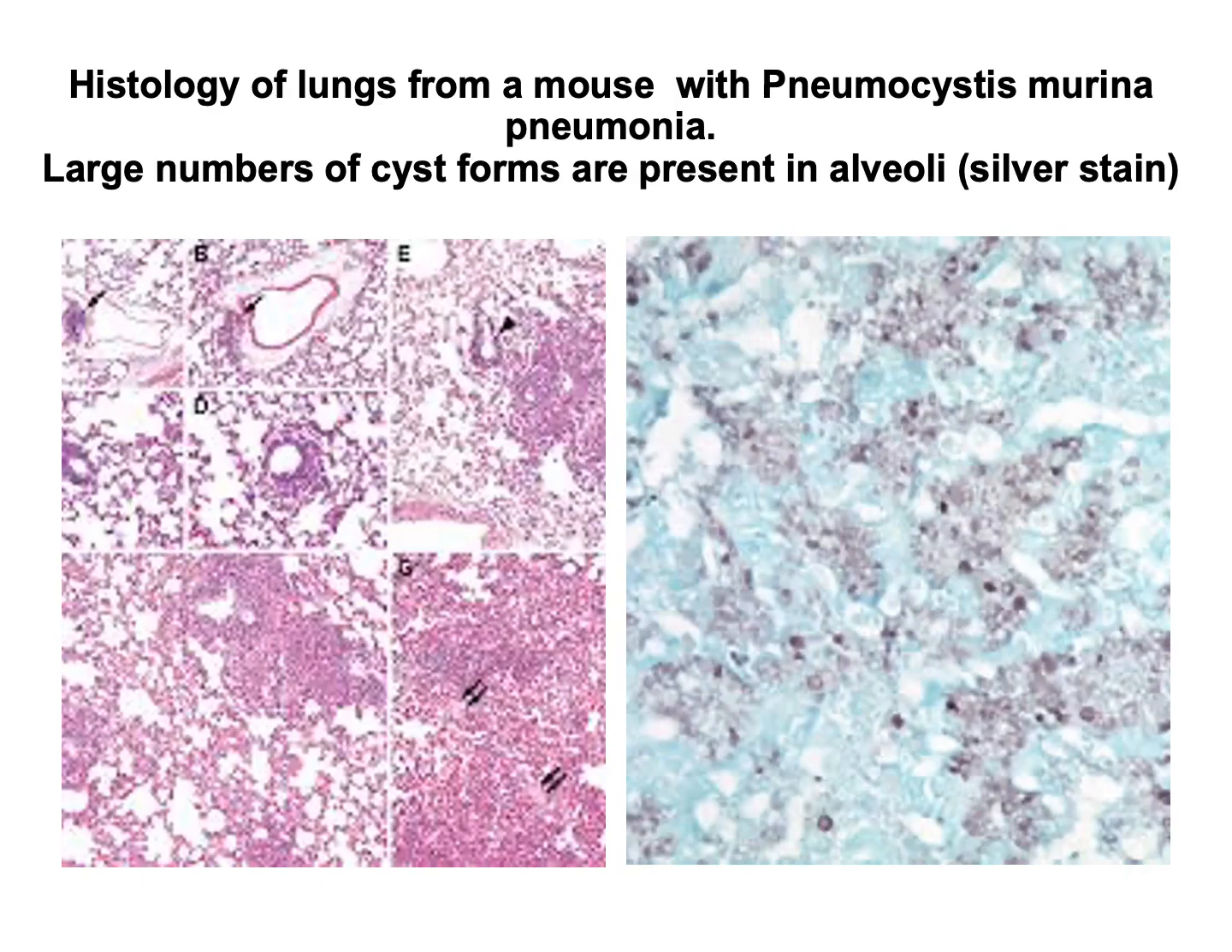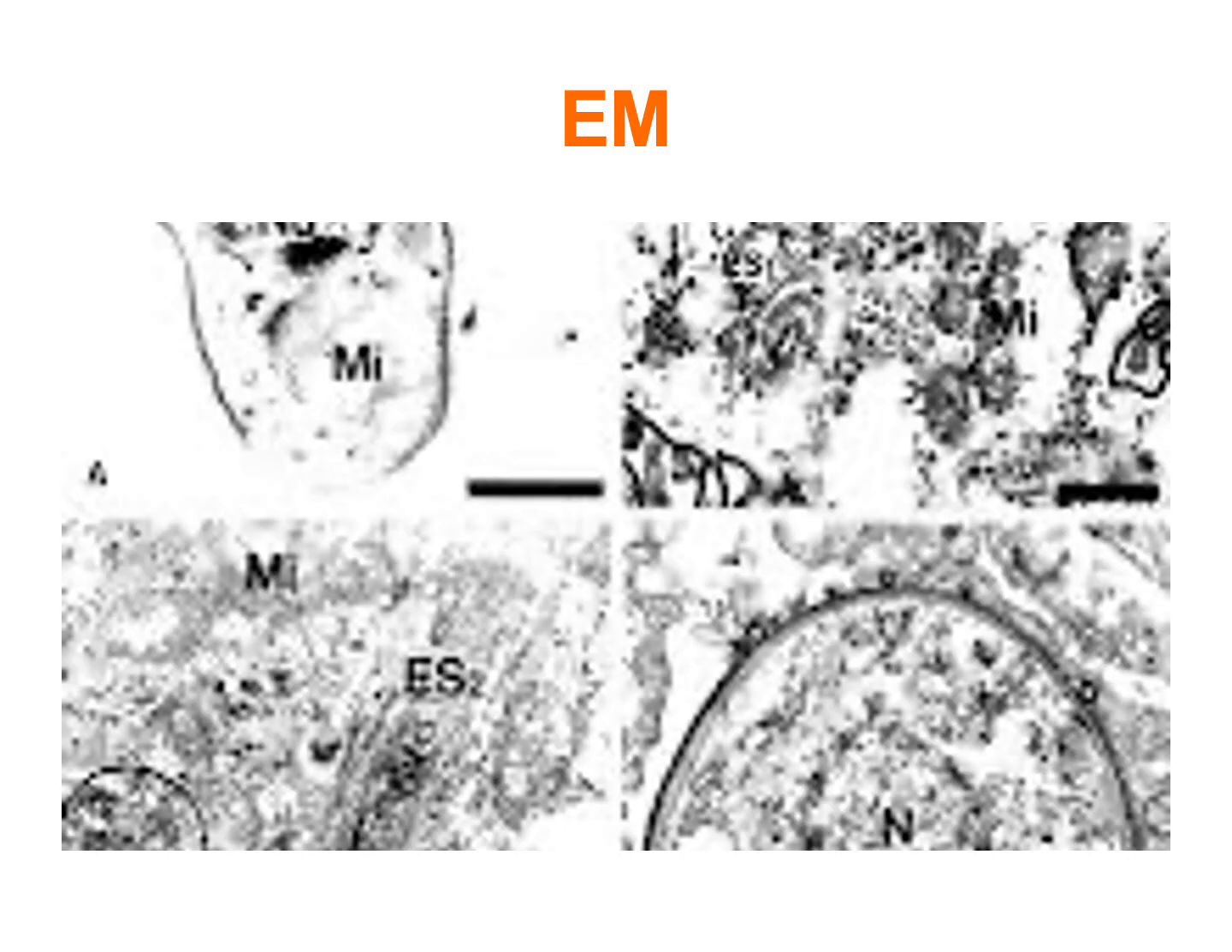You can see the histology of lungs from a mouse with Pneumocystis murina pneumonia. Left side, hematoxylin eosin, and right side, large numbers of cyst forms are present in alveoli by silver stain. In the next picture you can see an electron microscopic picture.